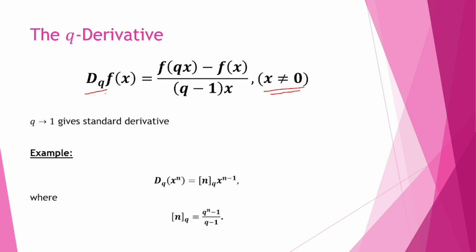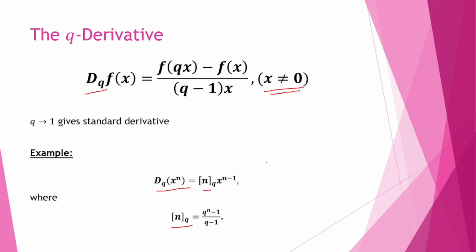Now we will apply this derivative to a very simple function and check what expressions we get. So here we have taken x to the power n. The quantum derivative of x to the power n is nothing but nq into x to the power n minus 1. So what is nq? nq is q to the power n minus 1 by q minus 1.